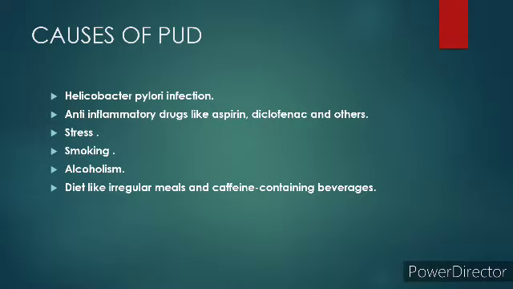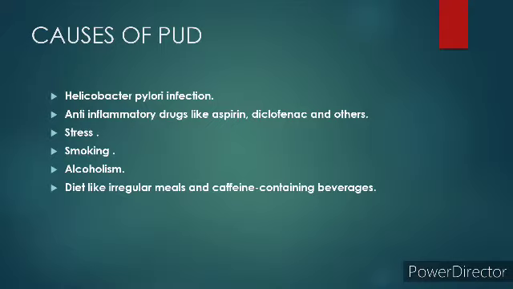Then two, anti-inflammatory drugs like aspirin, diclofenac, and others. We have discussed them in other videos, where we talked about diclofenac, and you'll get to know how it causes PUD or how it causes ulcers. The core reason why anti-inflammatory drugs cause PUD is because they block COX-1 and COX-2.